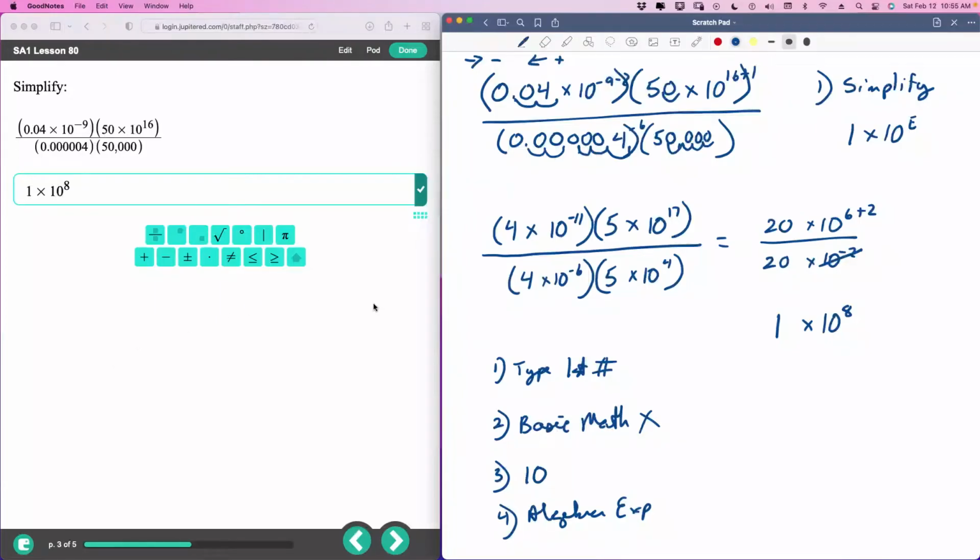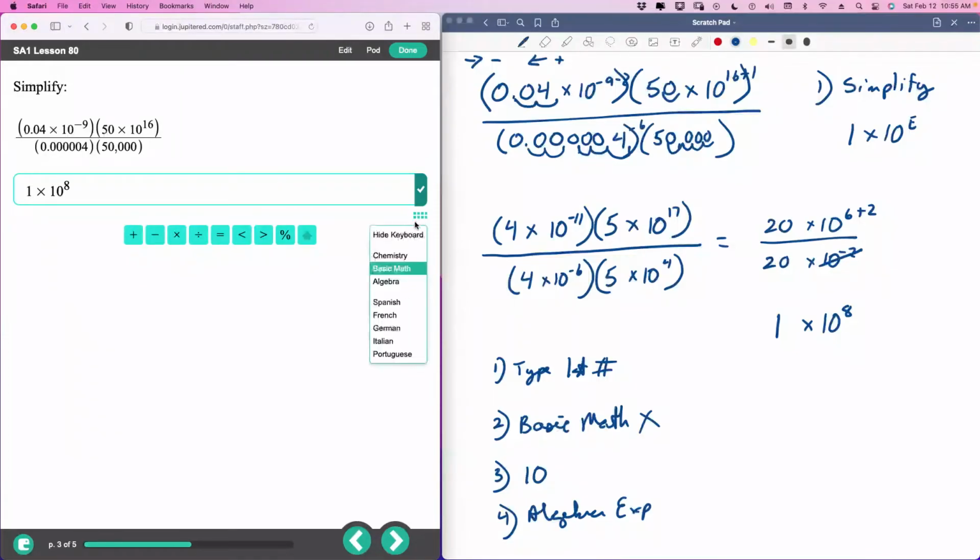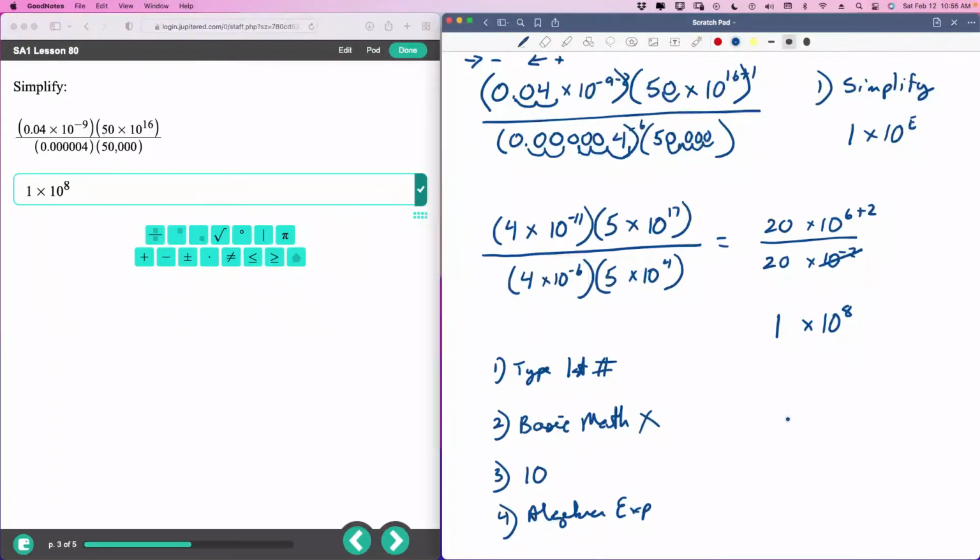Type the first number, get the x from the basic math keyboard, type the number 10, and then get the exponent from the algebra keyboard. And all of that is right here at your fingertips, right? Basic math and algebra. Those are the two you're going to use. Basic math is that. Algebra is that. That's how you get your special characters. We've already done this before, so you should be comfortable with that.